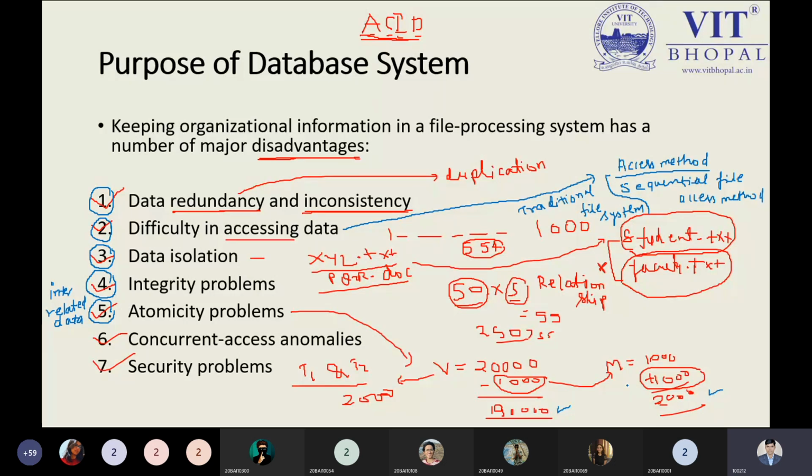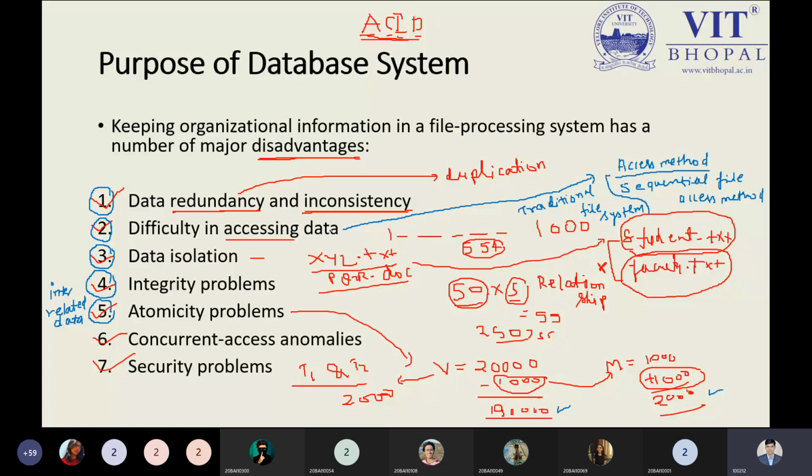And what are the properties? ACID. A stands for atomicity, C stands for consistency, I stands for isolation, and D stands for durability. I can write something over here for betterment, so please note this down in your mind.